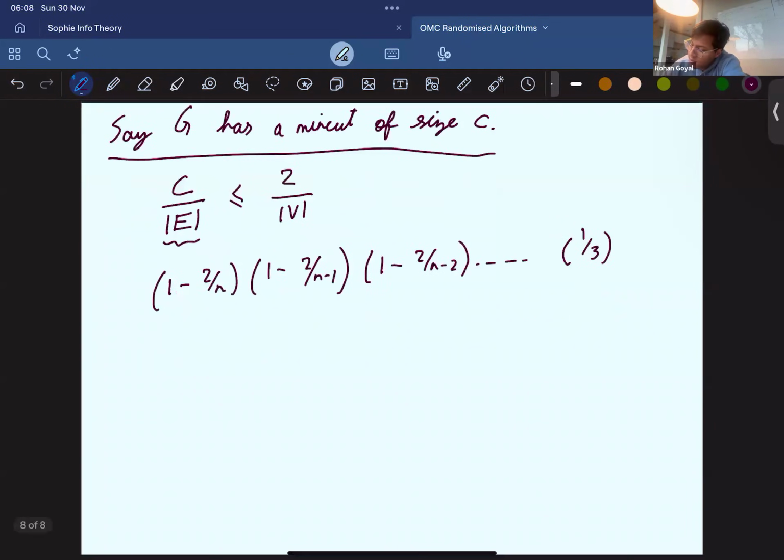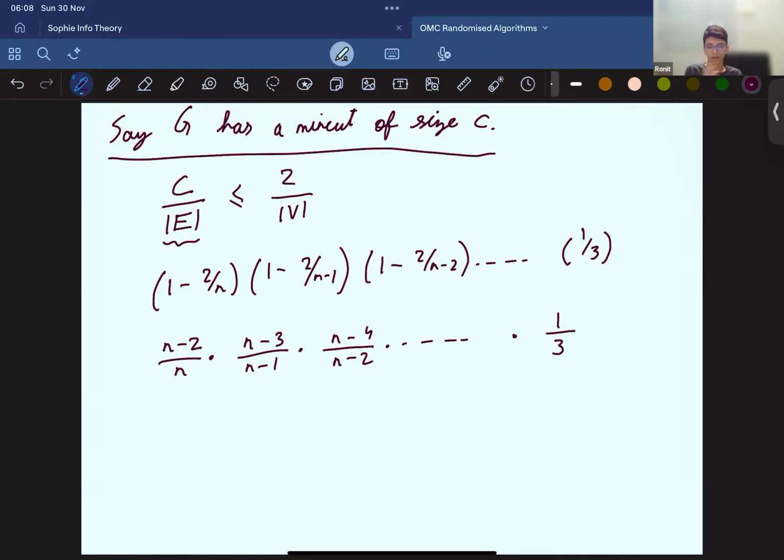So what is this quantity? It is (n minus 2) over n times (n minus 3) over (n minus 1) times (n minus 4) over (n minus 2), and so on, down to 1 over 3. Does anyone see anything nice happening in this product? Yes, the numerators are cancelling out to get 1 over n times (n minus 1)... so it's just 1 times 2 over n times (n minus 1).